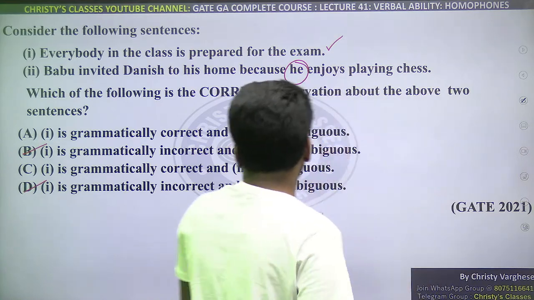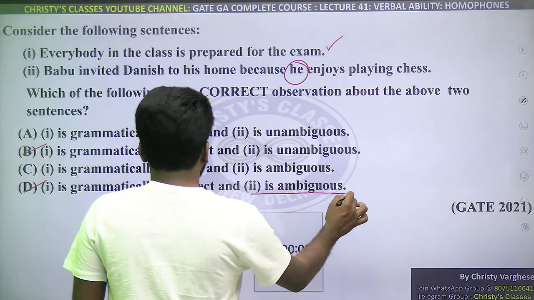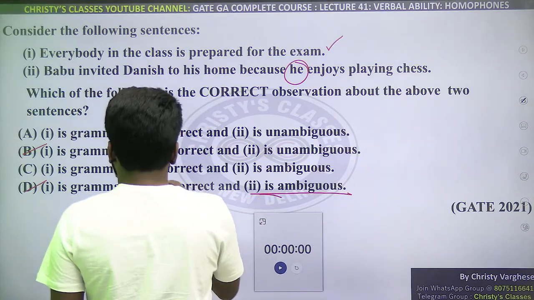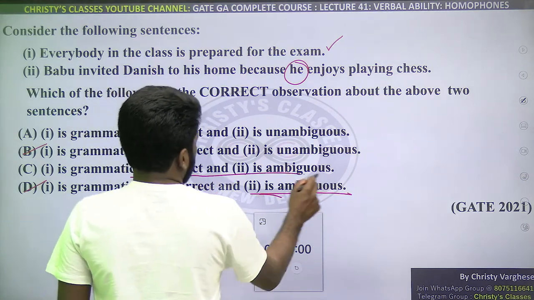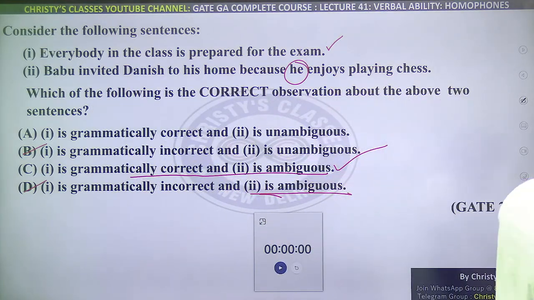All of you understood this? So the second one is ambiguous. First one is grammatically correct, second one is ambiguous. So option C is the correct answer. All of you clear? Please respond.